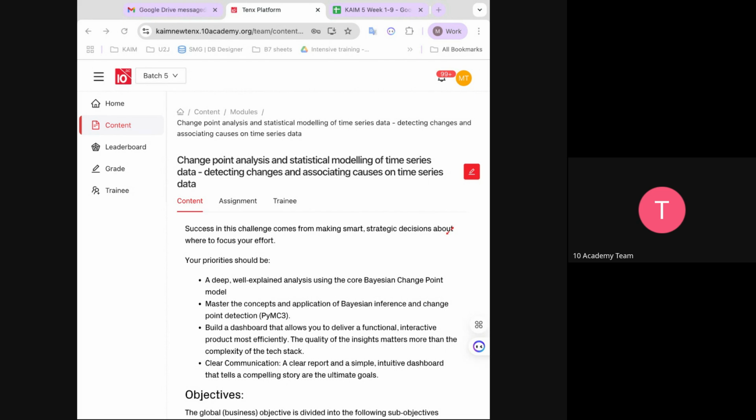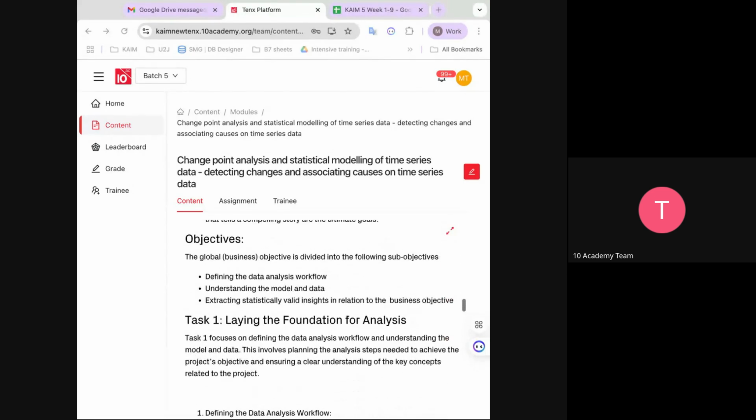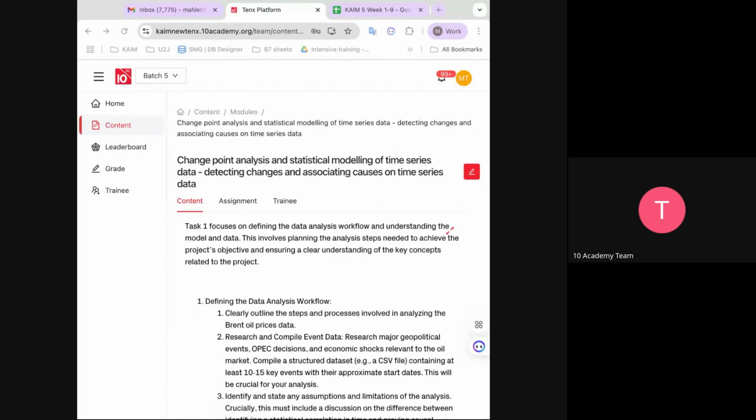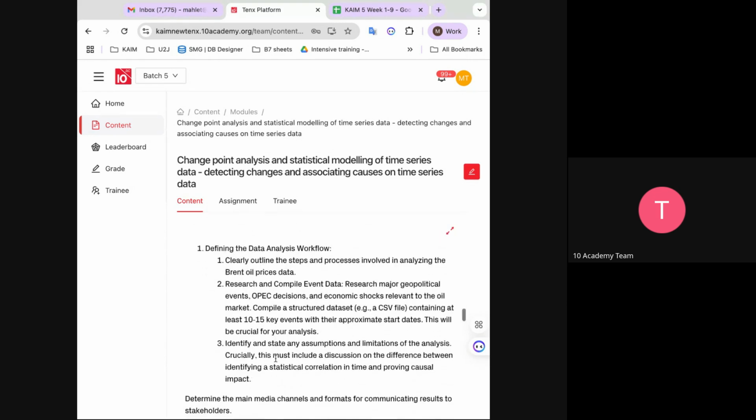So this is the overall thing that you need to consider on this week's challenge. The main thing is understanding what Bayesian inference is and what change point analysis is. And for that, you have three tasks. Task one is about understanding the data, how it flows, and researching event data. You will compile event data, such as a major OPEC decision, political events, or any economic shock that's relevant to this oil market, and have a CSV file containing at least 10 to 15 key events.